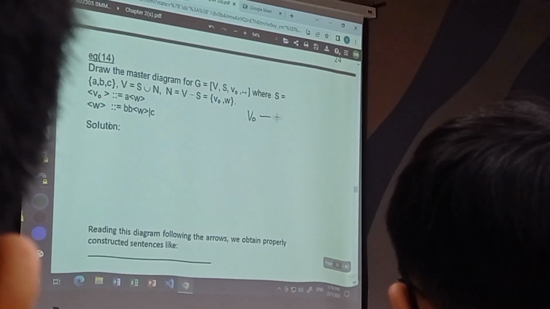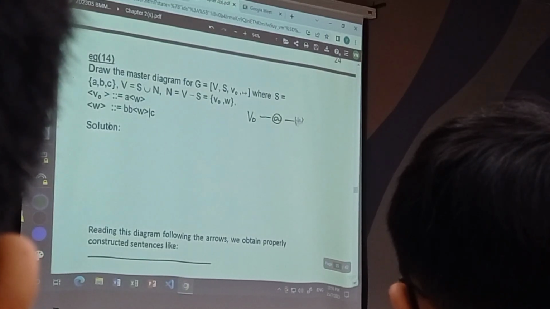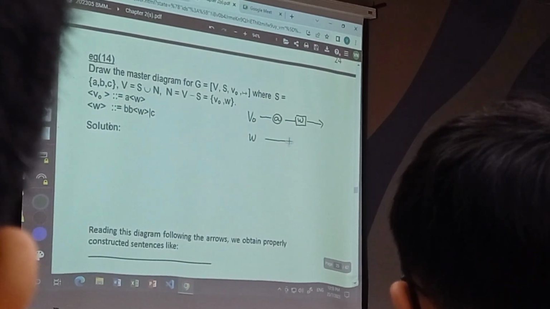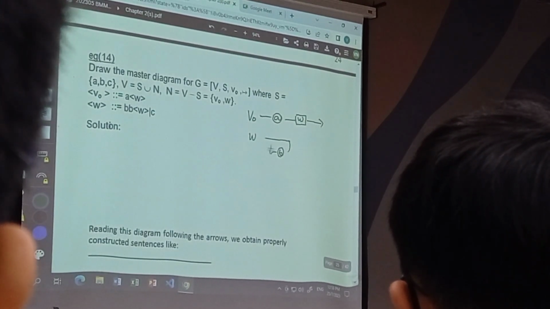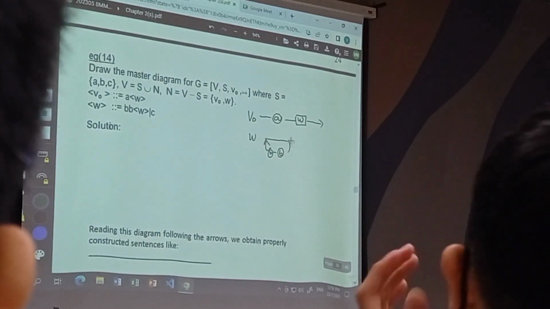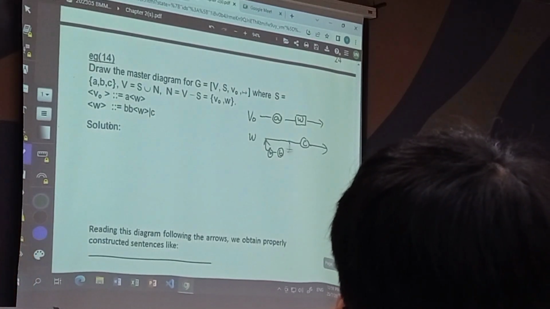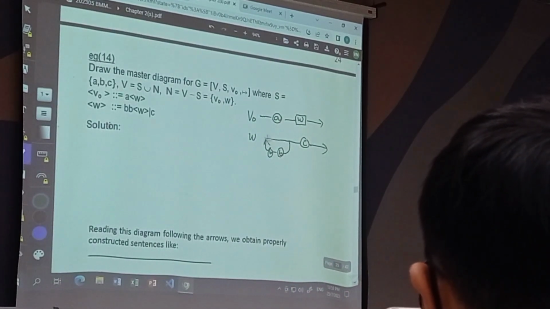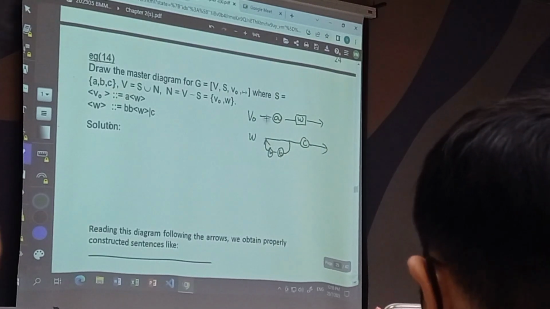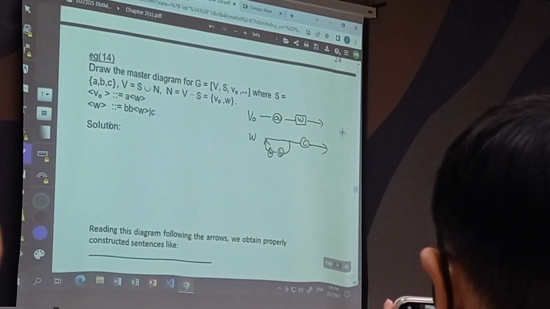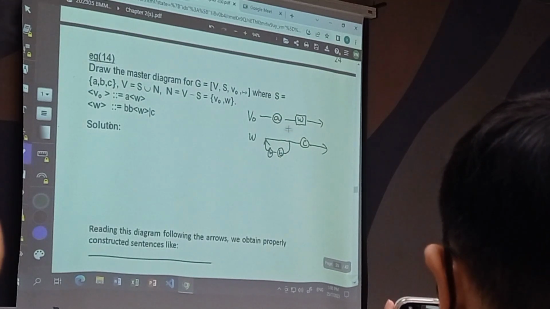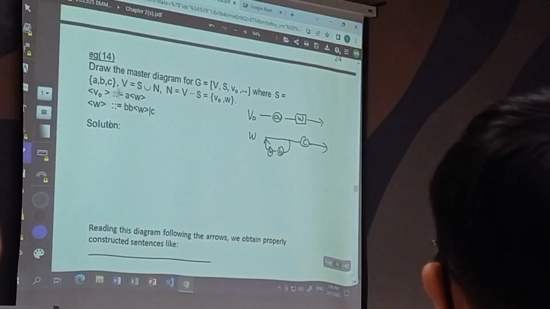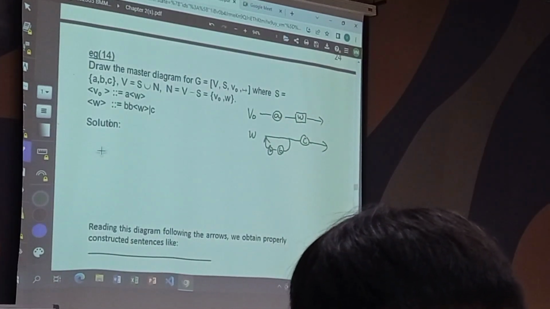For example, we draw the syntax first. V0, I draw with A, W, and then the second one, the W here, I can draw with B, B, W, and C. I can draw like this for the W. So I have two syntax diagrams, right? Now, when I want to combine these syntax diagrams together, then it will be called the master diagram. So what we want to do now is to combine these two into one.